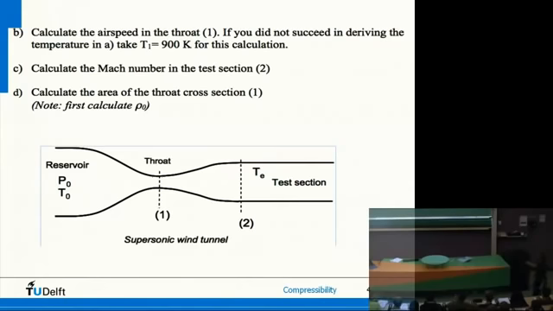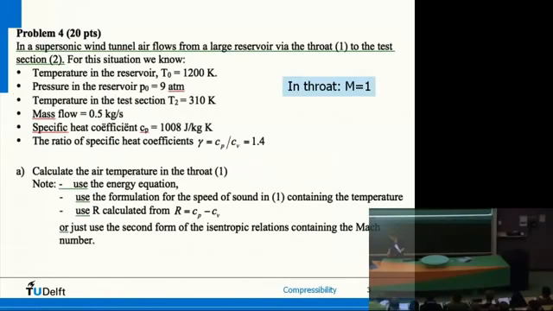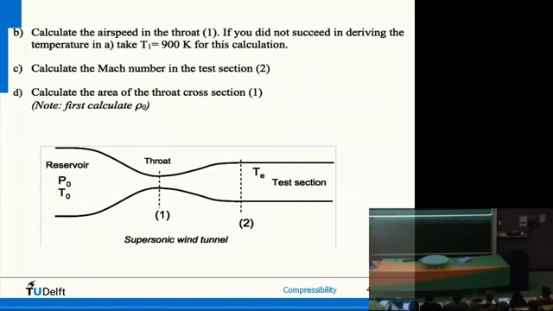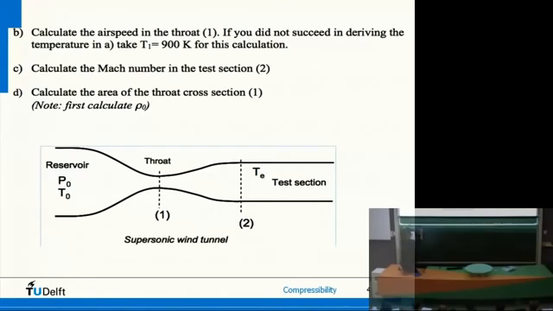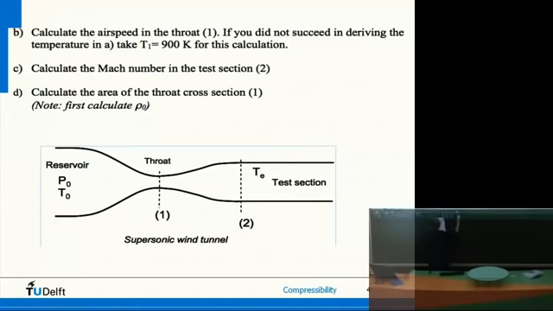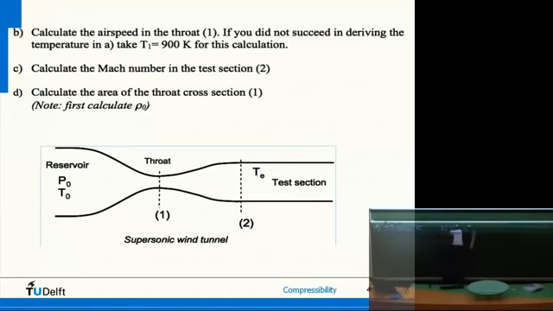So we're halfway, I think. We just calculated the airspeed as well, and I think we're now at point C. So I will give the answers we derived last time. The temperature in the throat, what was it? So A, T star was 1000 Kelvin. And B, the speed in the throat, actually equal to the speed of sound in the throat by definition, was equal to 640 meters per second.